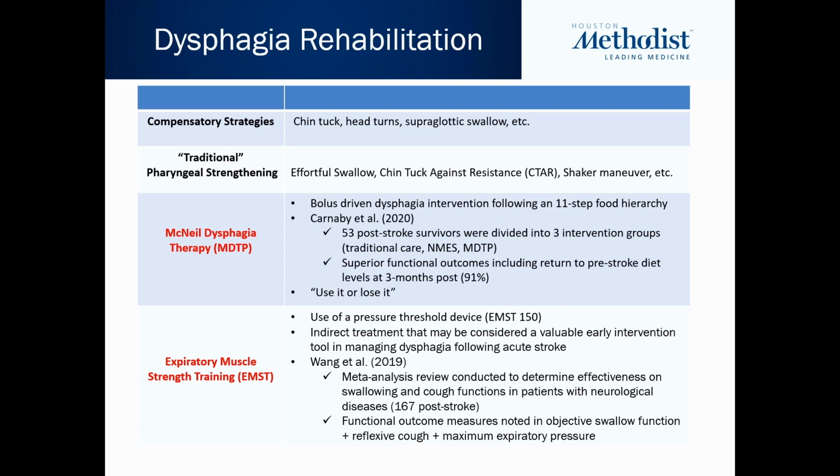So dysphagia rehab in a nutshell. I'm going to emphasize two emerging topics that have newly surfaced research specific to the stroke population. First off, we have the McNeil Dysphagia Therapy Program, known as MDTP. This program really focuses on the use it or lose it capacity. So if you're not using your swallow, what are you doing? Are you losing that function? What can we do in the meantime to rehabilitate your swallow?